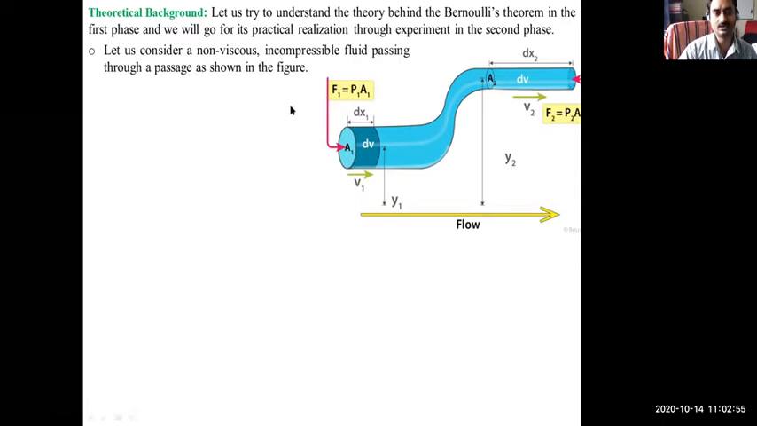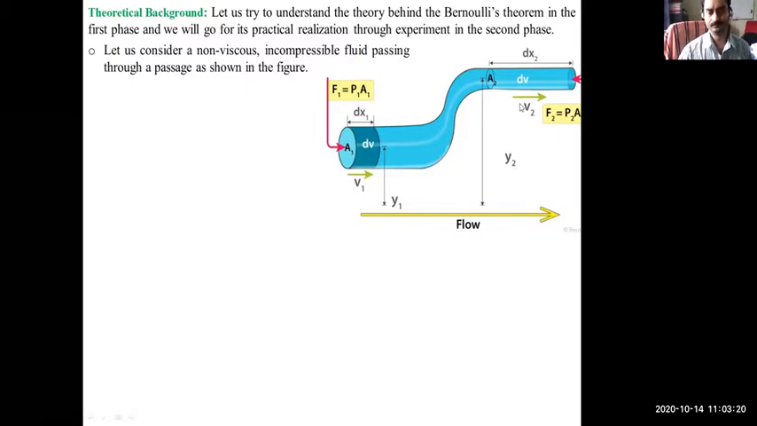We're assuming that the fluid is non-viscous and incompressible, so there won't be any losses. We're assuming the system is conserved. There are no losses at all. The different terms are clear: P is the pressure, A is the area of cross section, F is the force, and V1, V2 are the velocities.